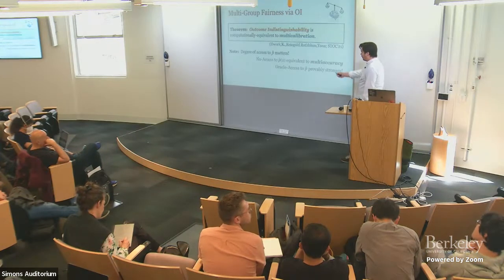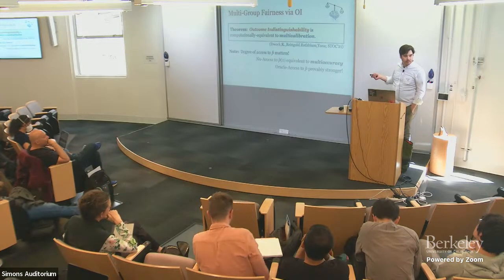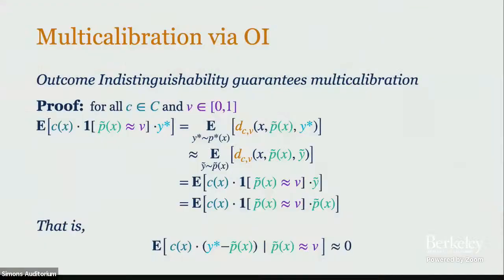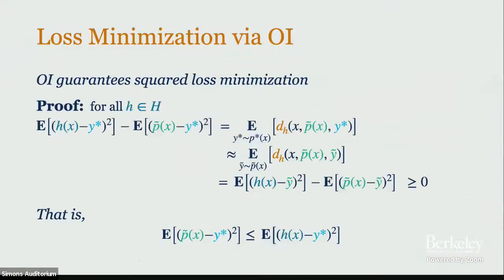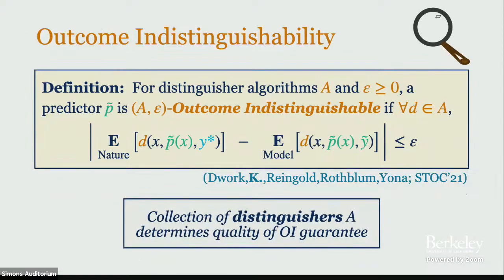Okay, good. So the thing to emphasize here is that the degree of access to our predictive model matters. In how I defined it originally, all the way back, I just said that our distinguishers get access to x, p tilde of x, and y. End of story.